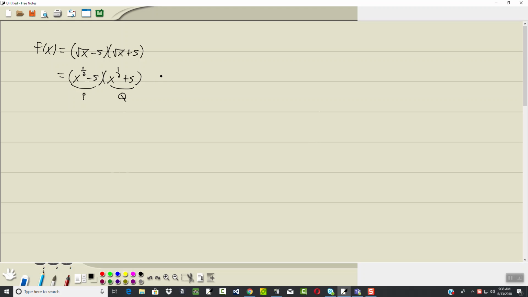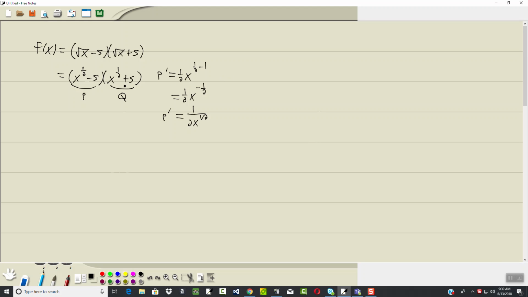For my product rule, I need p prime. The derivative of x to the 1/2 is 1/2 x, and then you lower your power by 1. And the minus 5 drops away. So that's going to give us 1/2 x to the negative 1/2. And whenever you have a negative exponent, it always goes down in the denominator. So that becomes 1 over 2x to the positive 1/2.